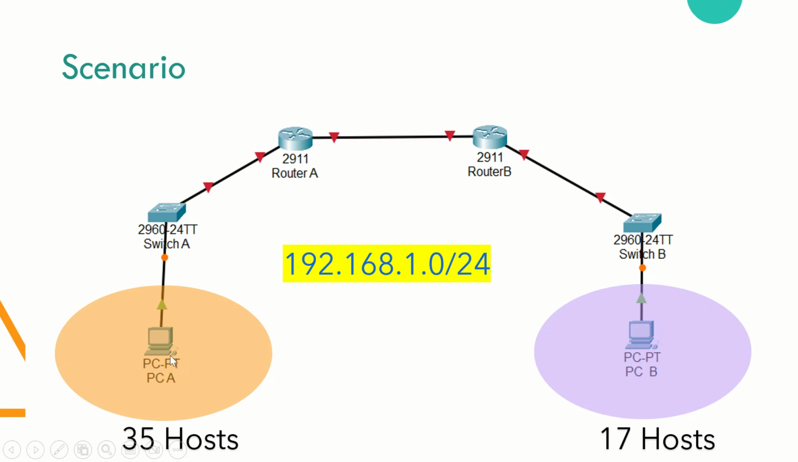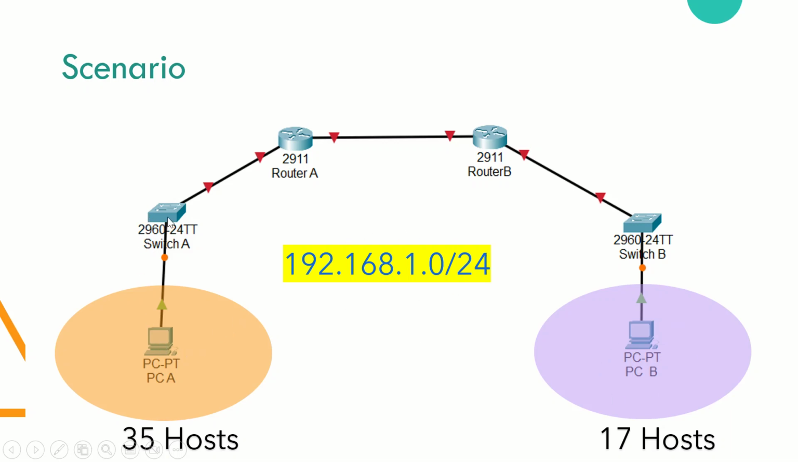In this scenario, I have two sites, I have two LANs here, and in one of them, I need to have 35 hosts or computers. In the other side, I need to have 17 hosts, 17 employers should sit in this site. Okay, and you should use this one.